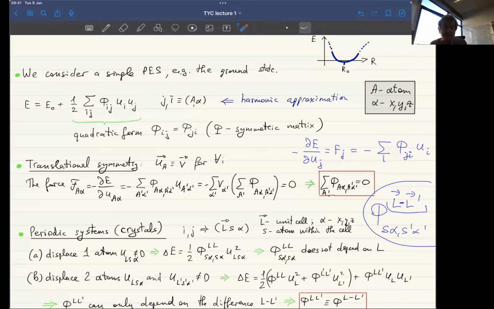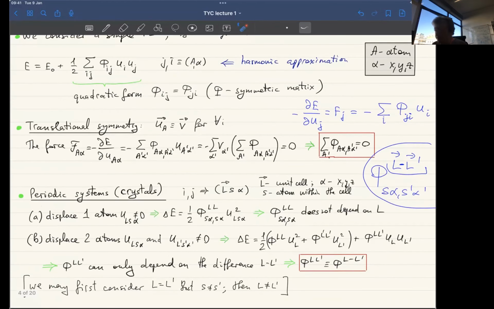You can also consider rotations of the whole system, by the same angle around a certain axis, and derive an analogous constraint on that force constant matrix because of the rotations. Of course, if you rotate the system as a whole, all atoms rotated by the same angle, there will be no net forces due to that, and therefore there will similarly be a constraint.